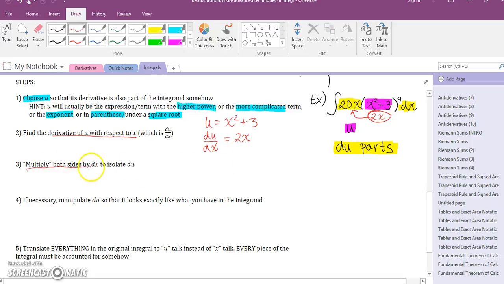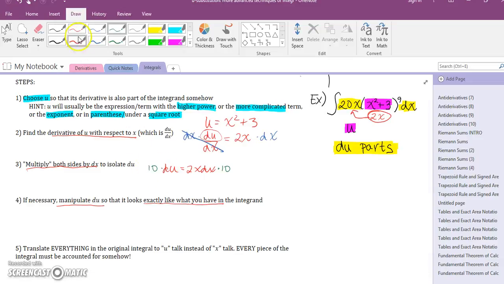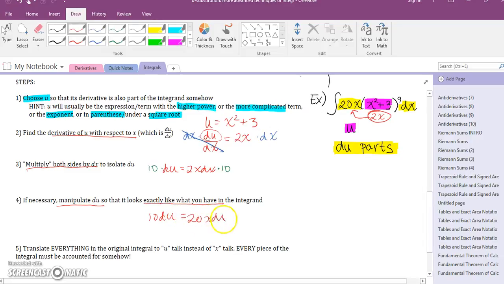I want to multiply both sides by dx because the goal is to isolate du. Now, you've probably never thought about breaking up dy dx or du dx or anything like that. You probably didn't even know we could do that. We can, however. And I'm going to have du equaling 2x dx. Now, like we already established, we're going to have to manipulate what we have so it looks exactly like what is in the integral. So, if I have 2x dx and I want 20x dx, one quick thing I can do is multiply each side by 10. Because I want to be looking exactly at the same thing. So 10 du equals 20x dx.